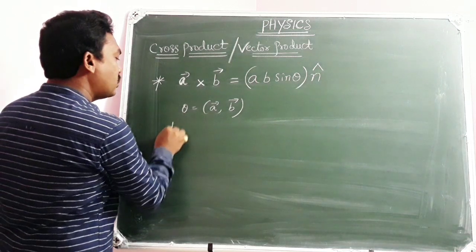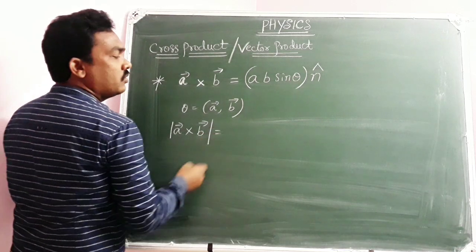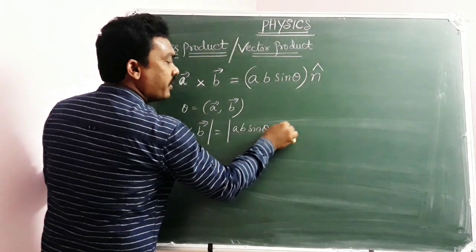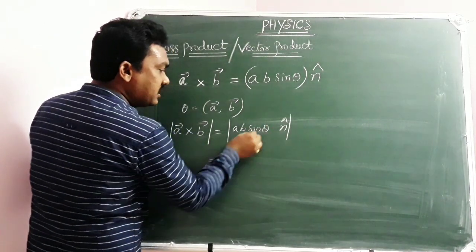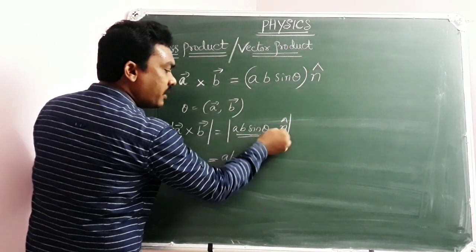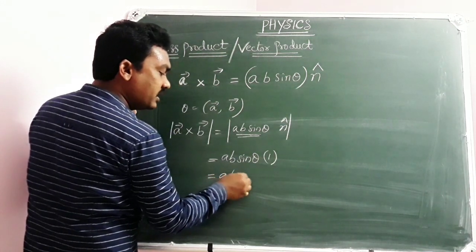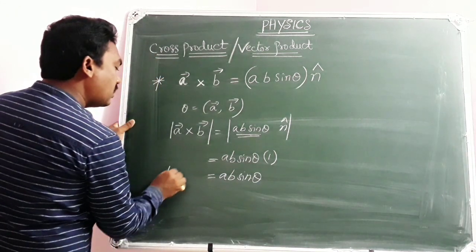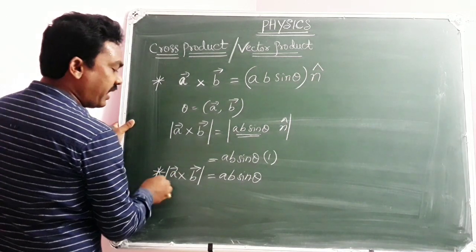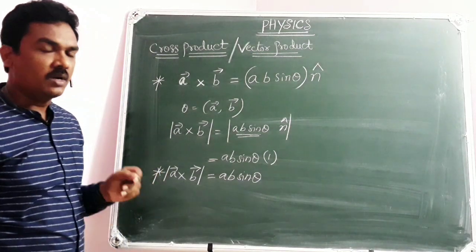Of course, if you wish to know the magnitude of a bar cross b bar, it is equal to the modulus of a b sine theta into n cap. Already a b sine theta is a scalar, so take it out. Then the modulus of n cap is nothing but 1, because n cap is a unit vector. So this is a b sine theta, which means the modulus of a bar cross b bar is a b sine theta. You know the magnitude of any vector physical quantity is a scalar.